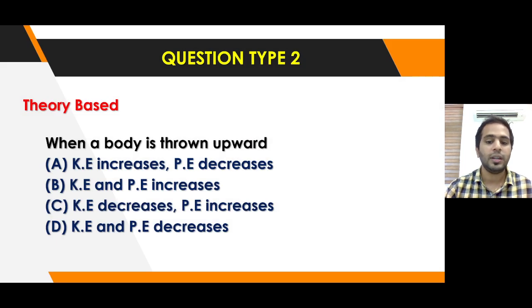There are some theory-based questions also. So when a body is thrown upward, what happens? This is based on understanding of concept. These are not memory based. You don't have to remember the answer for this, but you can rather analyze and understand the question. It's based on theory. So when a body is thrown upwards, its kinetic energy decreases and its potential energy increases. So the answer is option C.